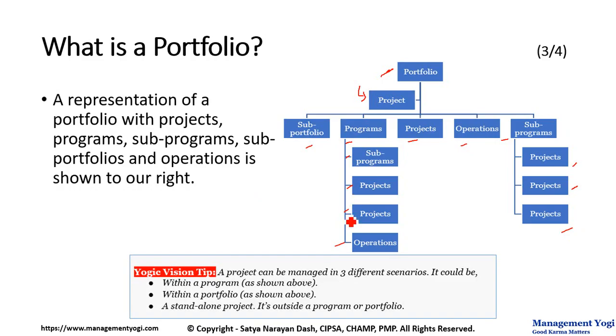Now a project can be managed in 3 different scenarios. It can be within a program, so as shown this is projects managed within programs. Within a portfolio, so you can see project directly managed as part of the portfolio. A standalone project, it is outside the program or a portfolio. So this is not shown here. You also can have a standalone project as part of the organization, but it is not part of a portfolio or a program. And as I said earlier, these are all components of the portfolio. What is a sub-portfolio? You will be thinking, a sub-portfolio is a portfolio managed within a larger portfolio.